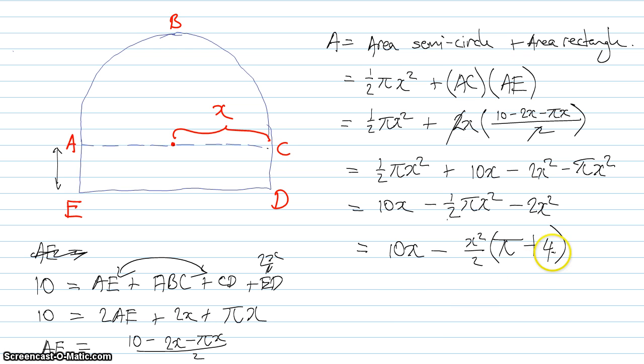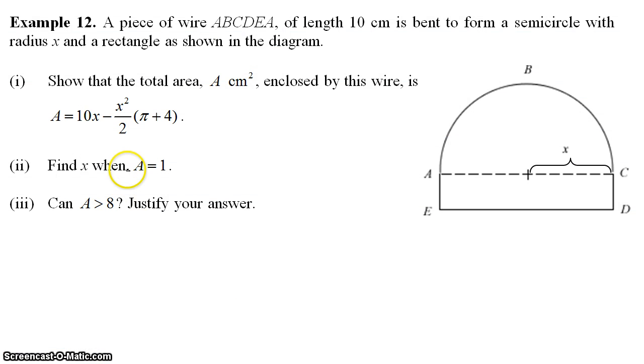And this is exactly what we wanted to show for part 1. We're asked to show that the area is equal to (10x minus x squared over 2) times (pi plus 4), and that's exactly what we've done. So what's part 2? Part 2: find x when A is equal to 1. This is simple enough from where we've just been. We say 1 is equal to (10x minus x squared over 2) times (pi plus 4).